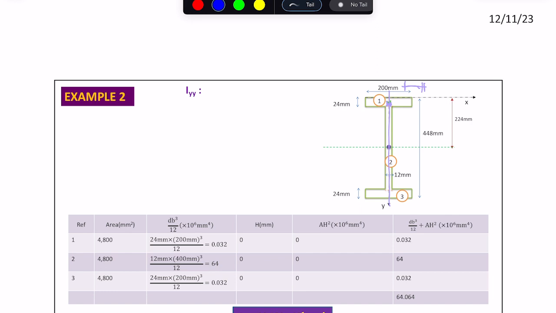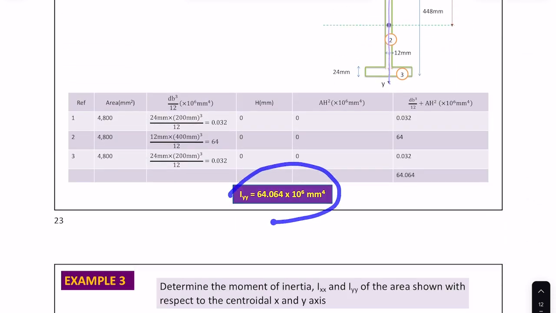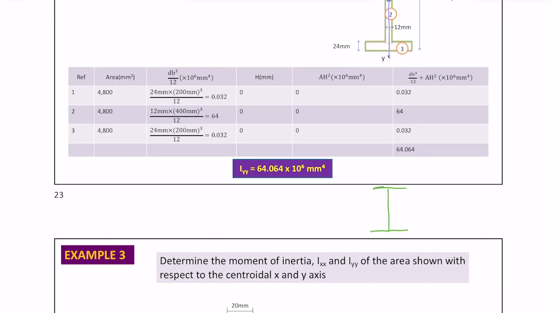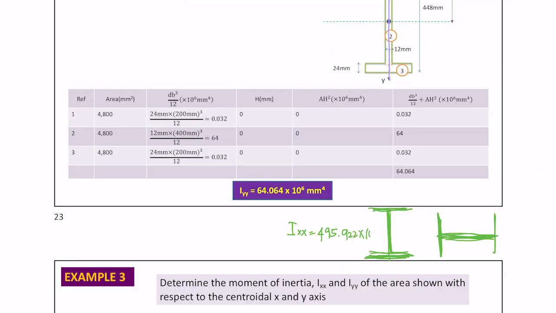This is where we can compare the value of IXX and IYY, because I section is commonly used as beam. If you look at the value of IXX here, it is 495.922. And look at the value of IYY, it is much smaller than the value of IXX. That's particularly the reason why the way kita letak beam atau girder adalah dengan tegak macam ini, meaning dia adalah vertical. Kita tak letak dia like this, horizontal. Ini adalah IXX dia akan jadi 495,922 times 10 power of 6. And IYY dia adalah 64.064 times 10 power of 6.